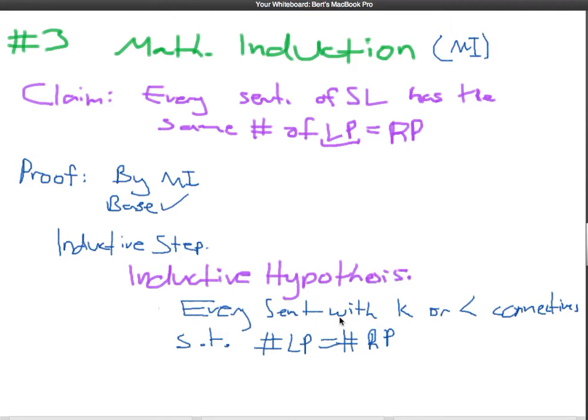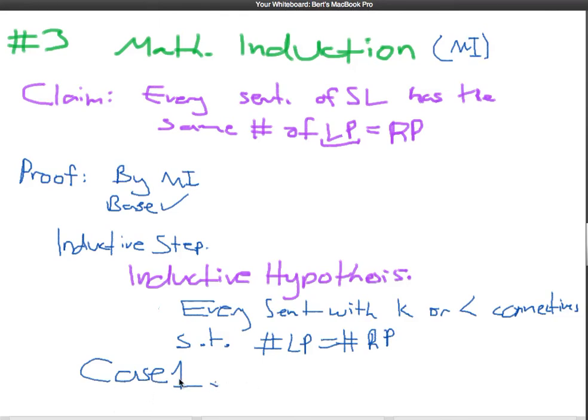I'm going to assume that all the sentences up to k or less, all the sentences that have k or less connectives, are such that they have the same number of left and right parentheses. In the same way as, when I had the case of the dominoes, I assumed that all the cases up to k have actually followed. Then there's sort of two ways of breaking this down. So you're going to have case 1. We're going to do proof by cases now. We're going to have a case 1 and we're going to have a case 2.